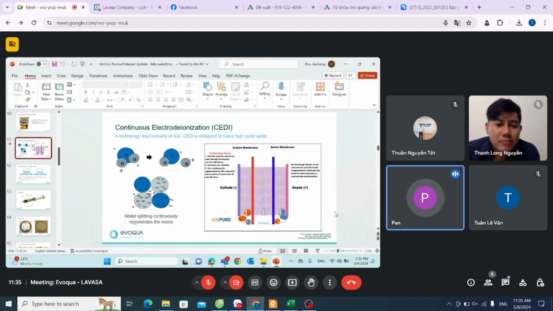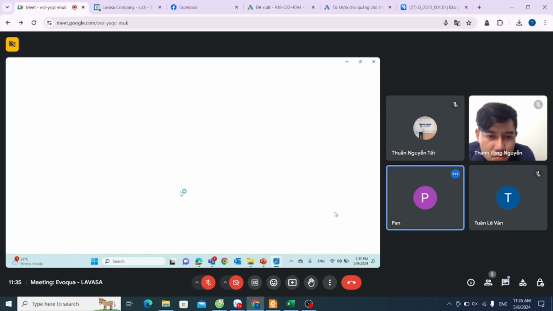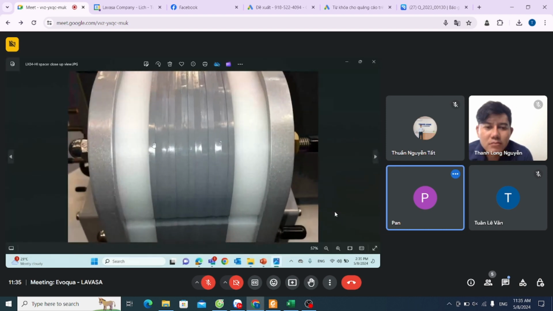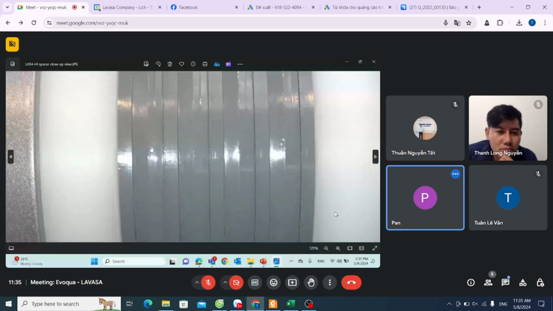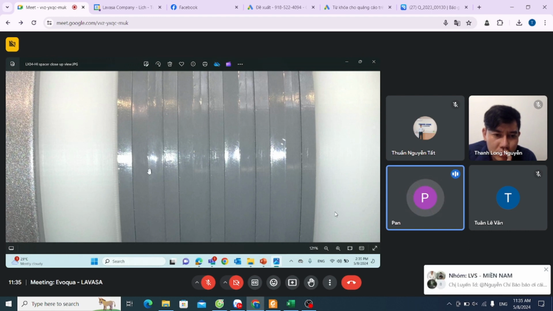So if you see here, there's three. There's a reject, product, and a reject. You see my module? Because the EDI runs at 90% recovery, so about 10% is in the reject. So here's the reject, here's the product. That's because there's more water. And reject, product, reject, product, reject, product.